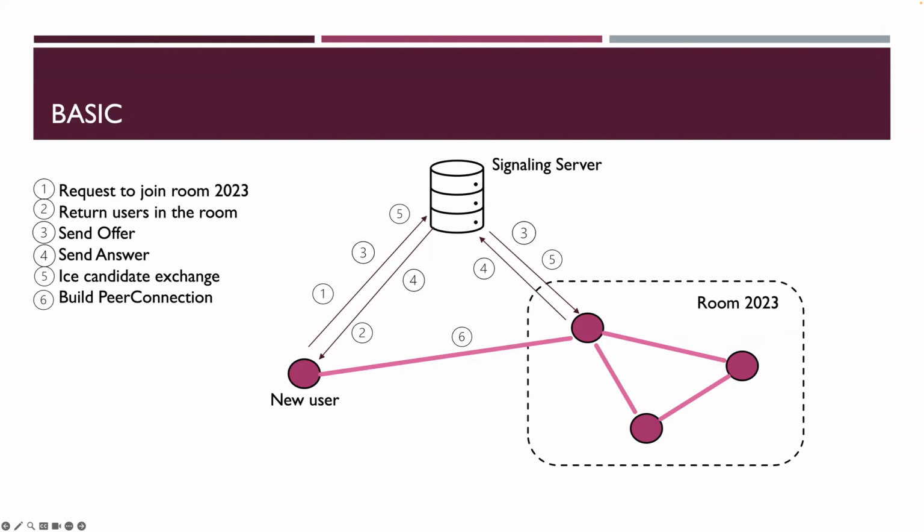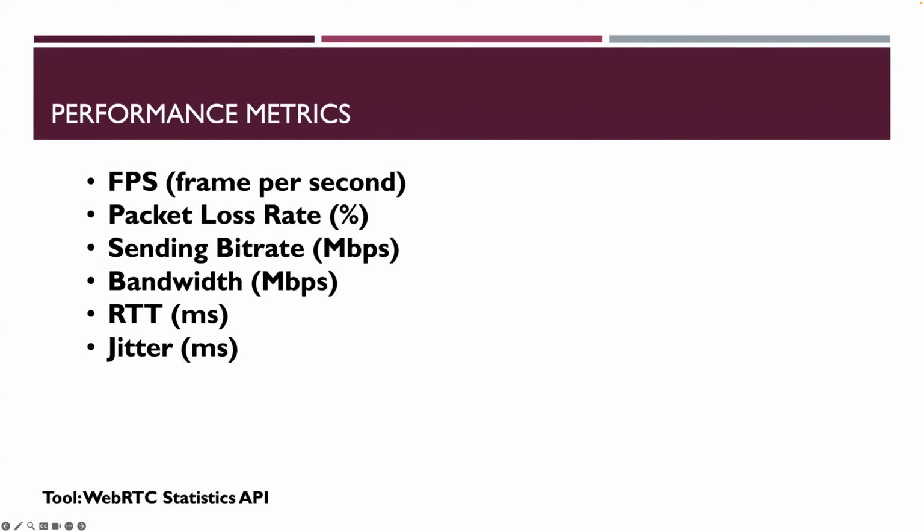Then the new user will establish peer connections with each of these current users. This process consists of the new user sending offers and the current users sending back answers, and then the new user exchanging ICE candidates with the other current users. All of these messages are transferred by the signaling server. Finally, with the help of the ICE candidate server, the new user can establish a direct connection with each of the current users and share video and audio streams using the connection. So this is the overview of our basic implementation.